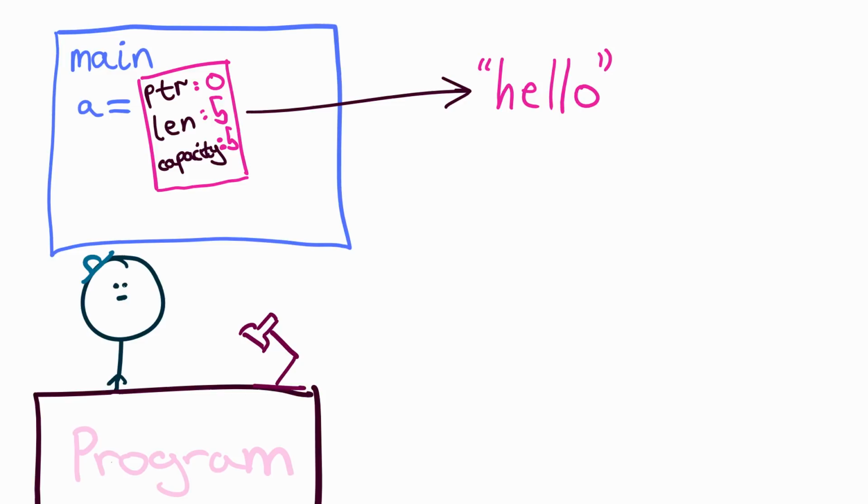If you delete the O off the end of hello, your locker key or pointer will change to reflect that. The pointer will stay the same, but the length will drop to 4, and you still have all 5 lockers reserved, so capacity doesn't change. We'll come back to this shortly.